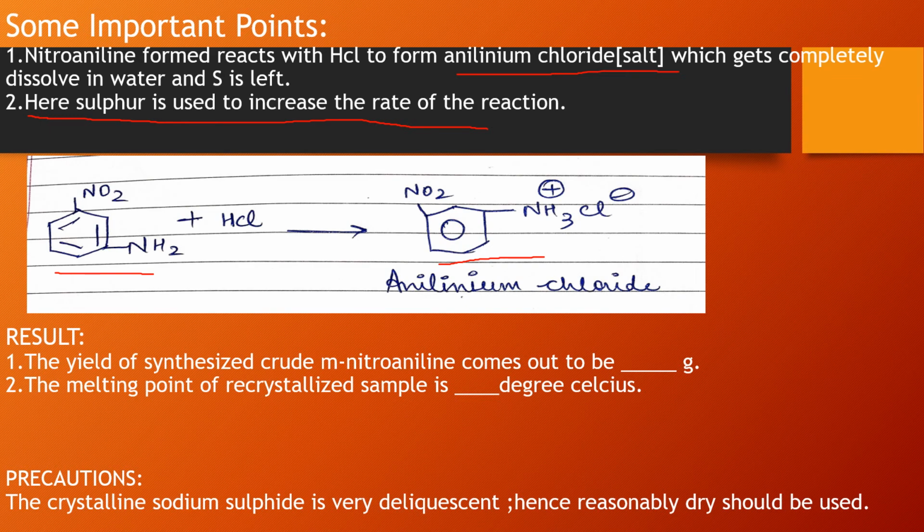Now the result: the yield of the synthesized meta-nitroaniline and the melting point of the recrystallized sample is calculated in degrees Celsius. Now, what precaution we have to take: the crystalline sodium sulfide is very deliquescent, hence a reasonably dry sample should be used.